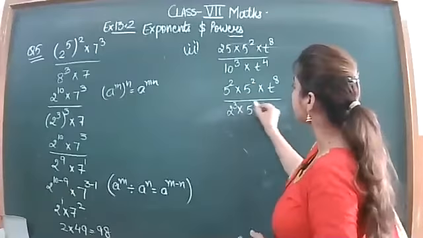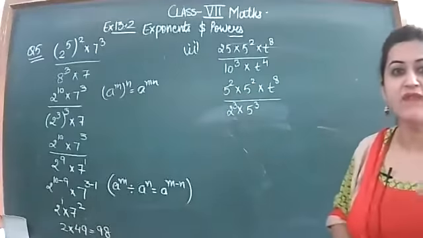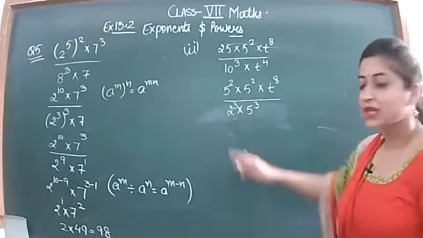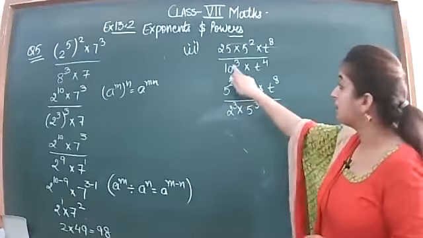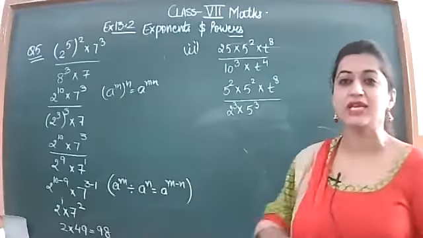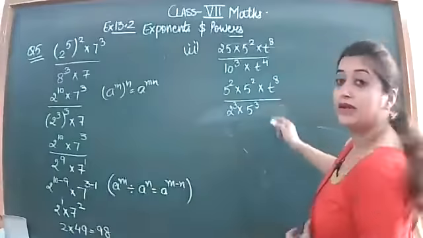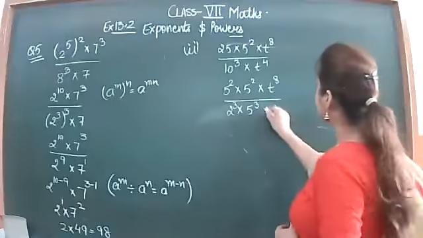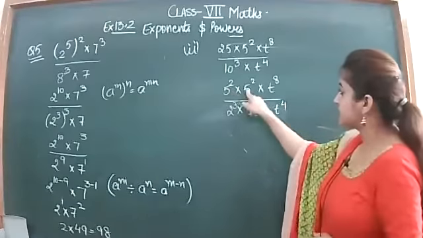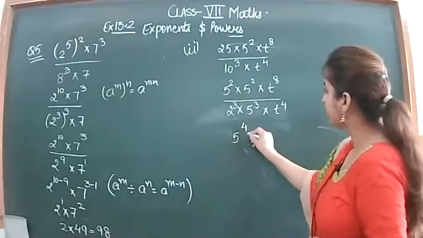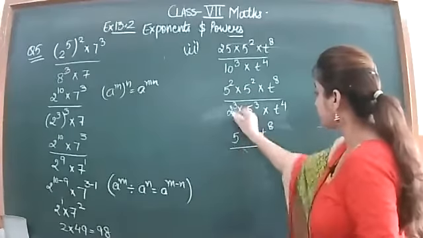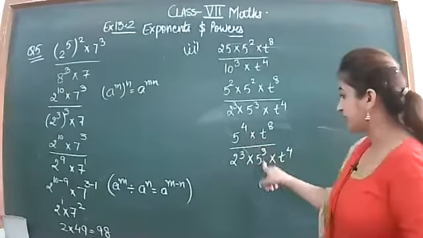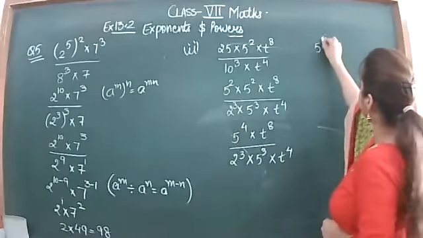Power 3 is there, so 3 will come on top of this also, and on top of this also. 10 we have separated as 2 fives are 10. Stop writing side by side. Listen to me first. 10 can be written as 2 fives are 10. Power is 3. You will write power 3 on both the numbers. And this is t raised to power 4. The powers will be added. This is 2 cube into 5 cube into t raised to power 4. Subtract the power because the bases are same.